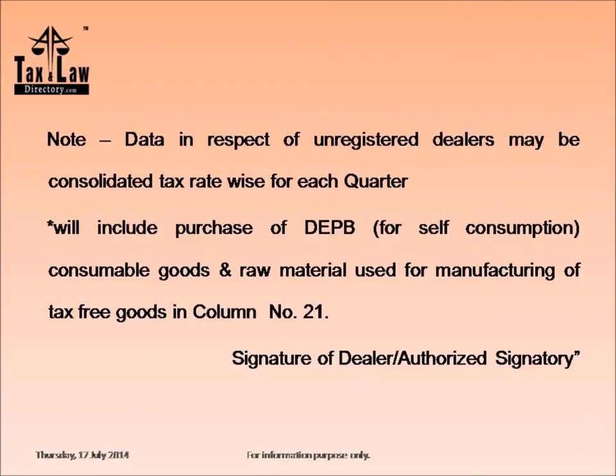Data in respect of unregistered dealers may be consolidated tax rate wise for each quarter. Will include purchases of DEPB, for self-consumption, consumable goods and raw material used for manufacturing of tax-free goods in column number 21.